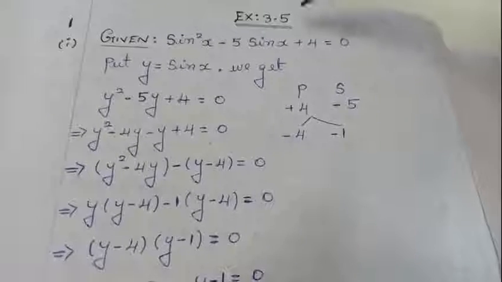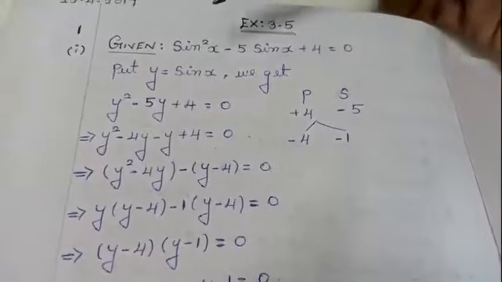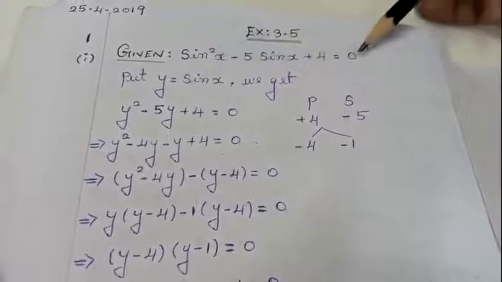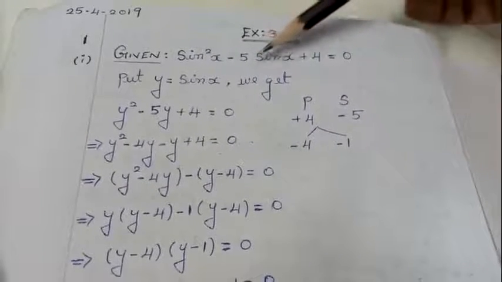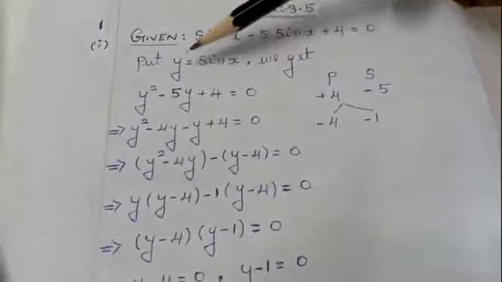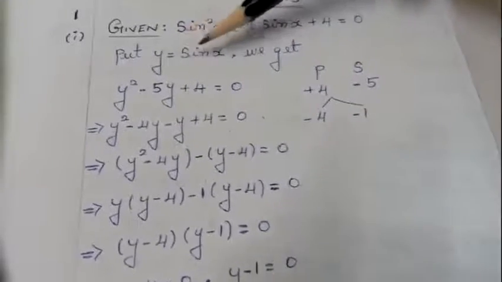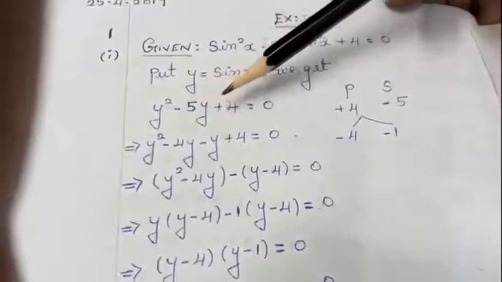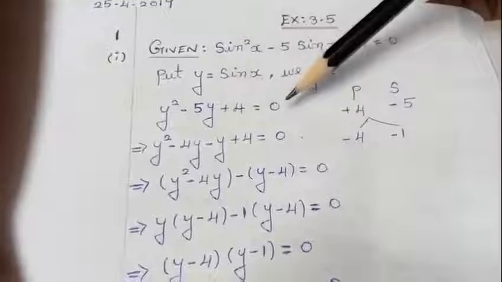Exercise 3.5, first sum. What is the first sum given here? Sin square x minus 5 sin x plus 4 equal to 0. In place of sin x, I am going to replace the value as y. Put y equal to sin x, we get y square minus 5y plus 4 equal to 0, students.